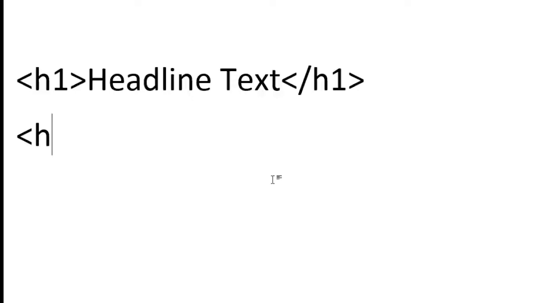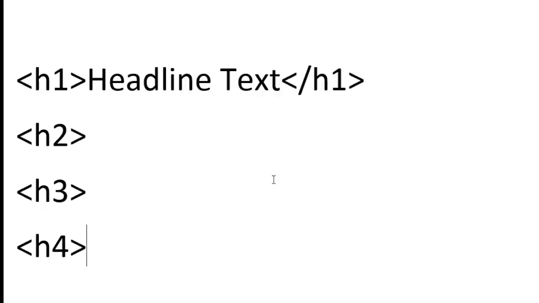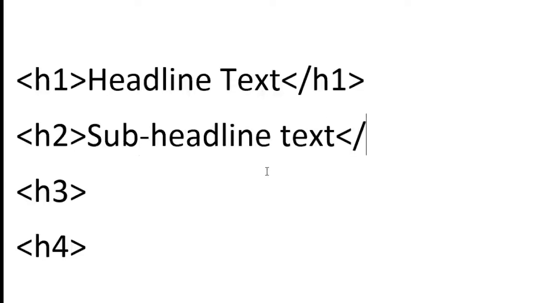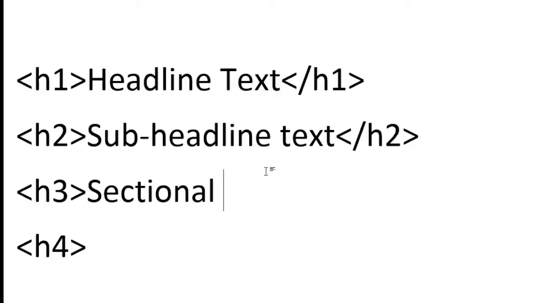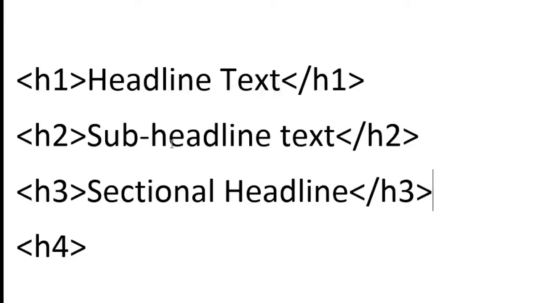So if you want to decrease in size, it's going to go from H2, H3, H4, and so forth. You would do this exact same thing. This could be something like a subheadline text, and then we close that off with slash H2. And this could be something like a section headline, and we close it off with H3. So as the number gets bigger, the heading gets smaller, but it's still a headline.